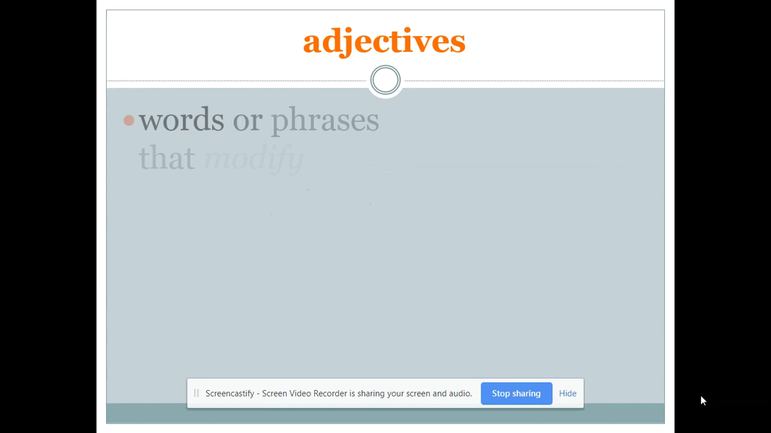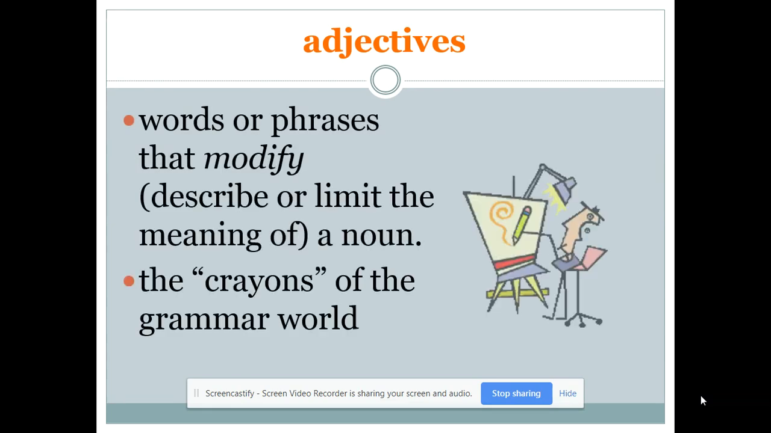So, first the definition. Adjectives are words or phrases that modify, which means to describe or limit or shade the meaning of a noun or a noun phrase. You can think of them as the crayons of the grammar world. They add color, they add shading. Nothing takes the place of good, precise nouns and verbs, but they can definitely enhance the descriptiveness of your writing if you choose them carefully.